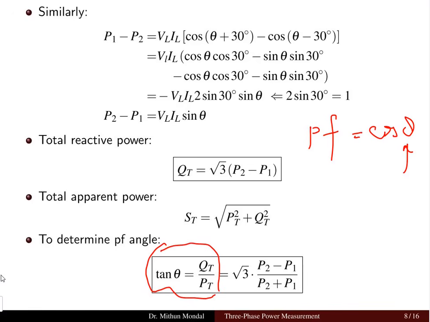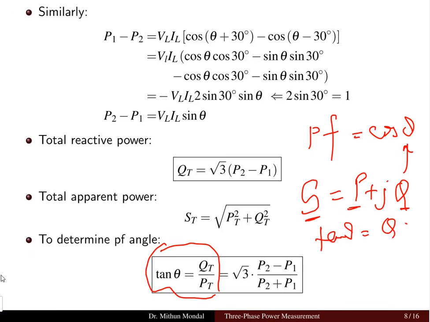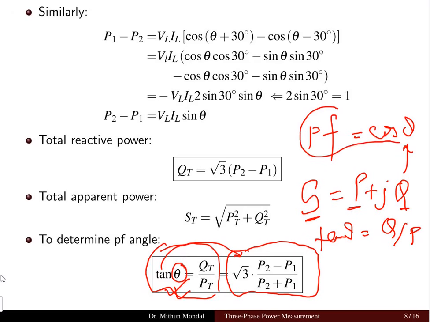The reason is the complex power is given by P plus j times Q. So this is the real power and this is reactive power, and this S is the apparent power or the complex power. So if we take tan theta, then we get this one as Q by P. So here tan theta is Qt by Pt. So that is equal to root 3 times P2 minus P1 by P2 plus P1. So note here that theta can be estimated if we take tan inverse of this side, and once we estimate theta, the power factor can be obtained as cos theta.